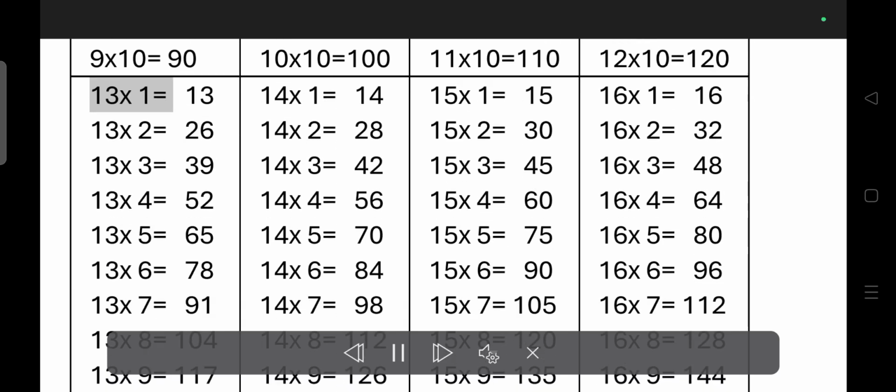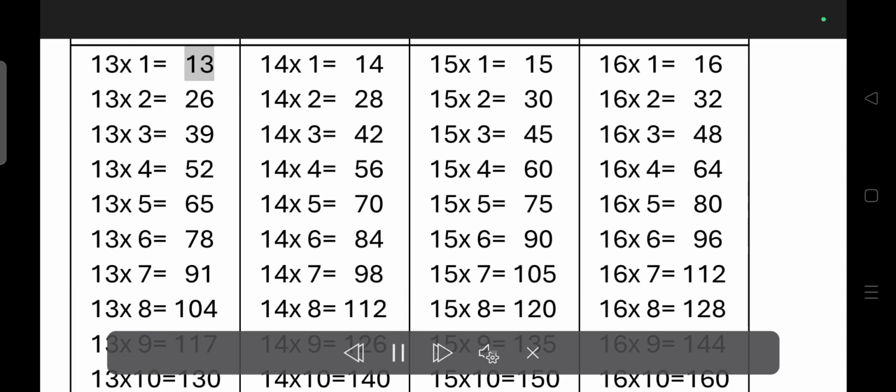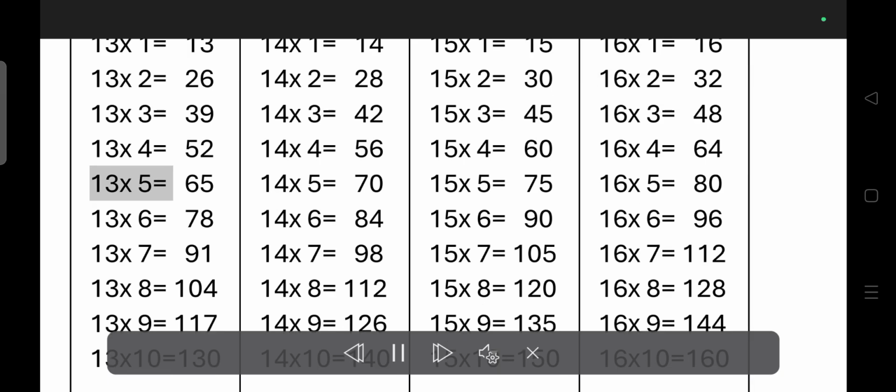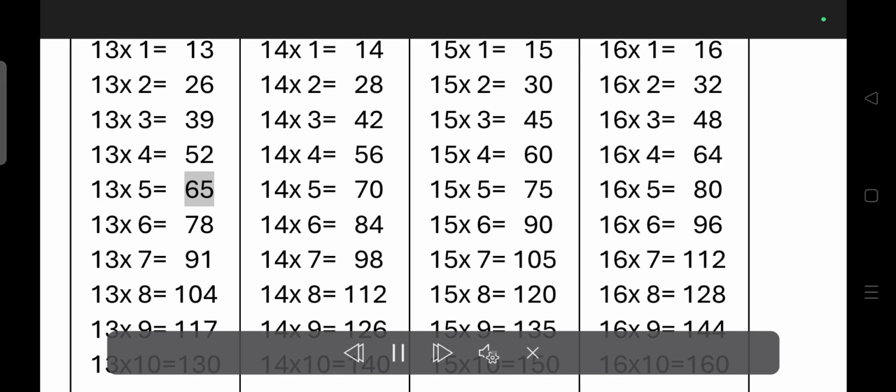120. 13 times 1 is equal to 13. 13 times 2 is equal to 26. 13 times 3 is equal to 39. 13 times 4 is equal to 52. 13 times 5 is equal to 65. 13 times 6 is equal to 78.